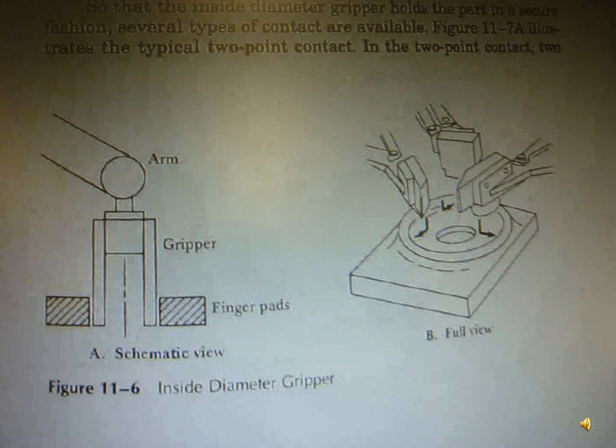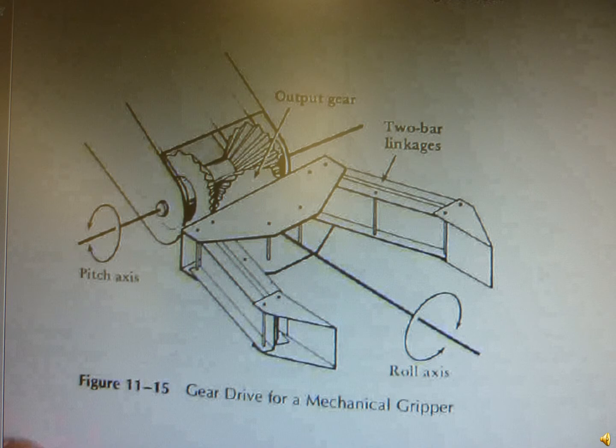Full view of the gear drive for the mechanical gripper system. So this is the mechanical gripper. You will see the output gear and the pitch axis and the two bars are linkage. So this is also the roll axis. So this system is the gear drive for the mechanical gripper.